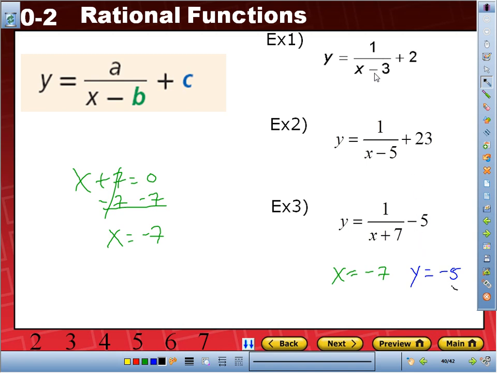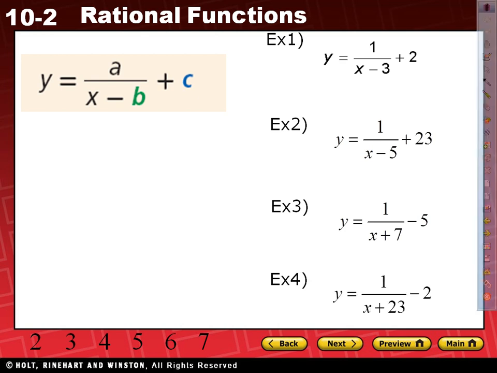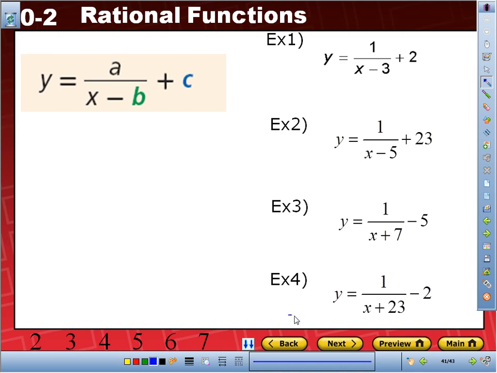The only one that you need to worry about doing the opposite is for the vertical one, when it's a positive number here. Are we there? Right. Let's do another one. Example 4. Copy this down. Y equals 1 over x plus 23, minus 2. So my x asymptote is negative 23, and my y asymptote is negative 2. That is correct. Are we there? Okay.